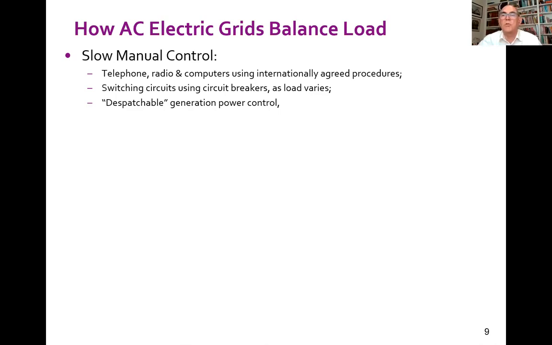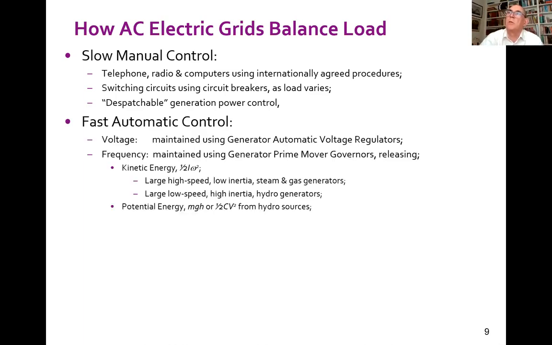But we also control what we call dispatchable power stations. So we can tell a power station to increase power or reduce power. That's the slow control. But we also have automatic, fast control. The voltage is maintained on every generator that controls its voltage, so it's exactly what the grid requires. And every generator's frequency, to get the 50 hertz, is controlled by a governor that automatically does it. And this is very fast. It acts very, very quickly.